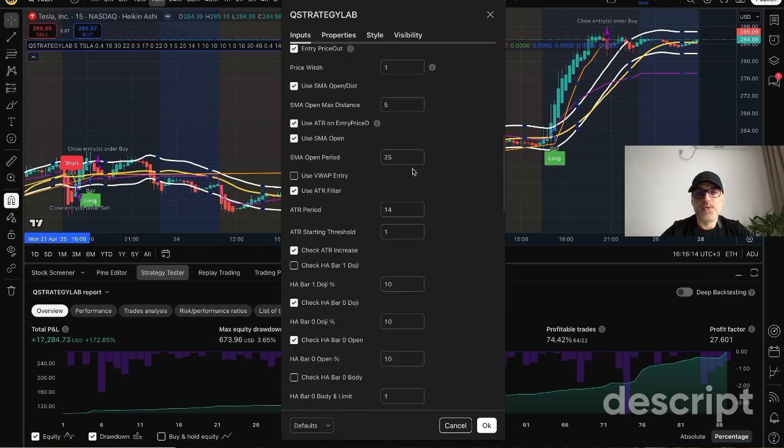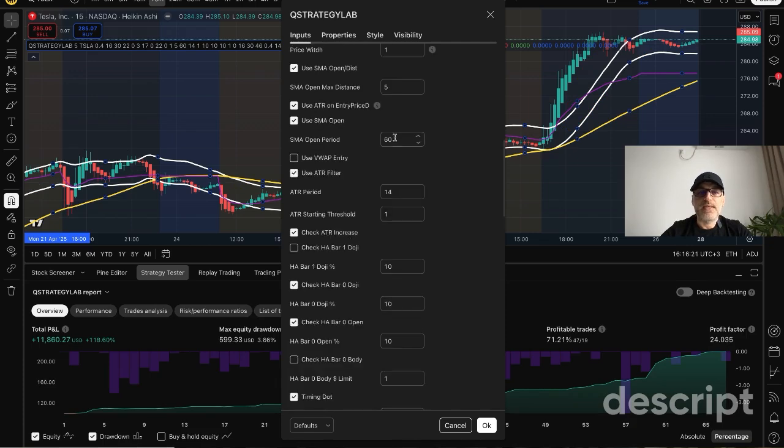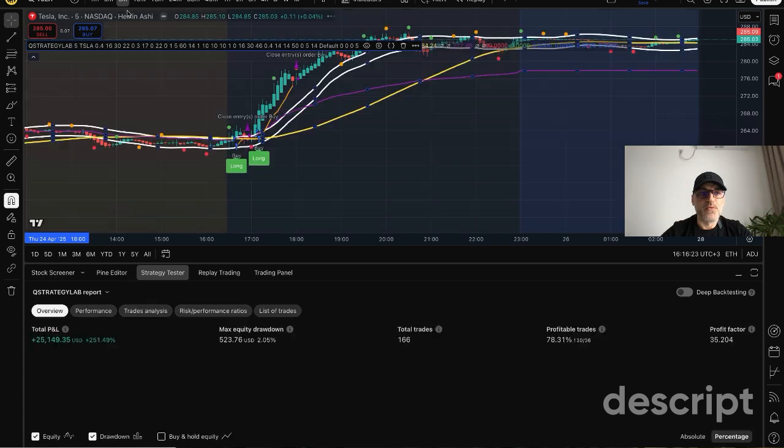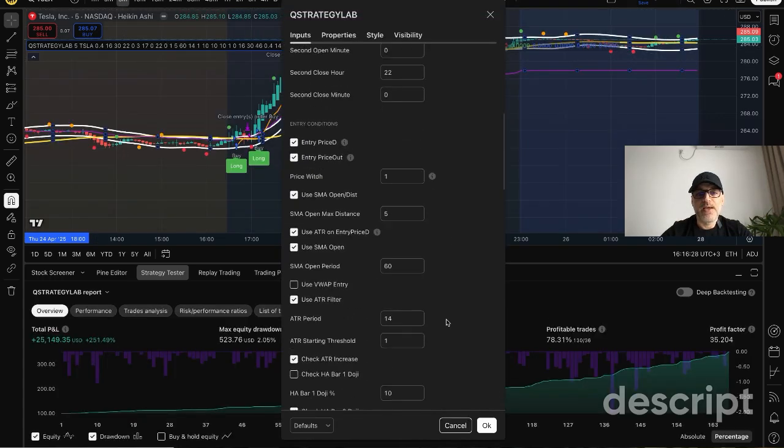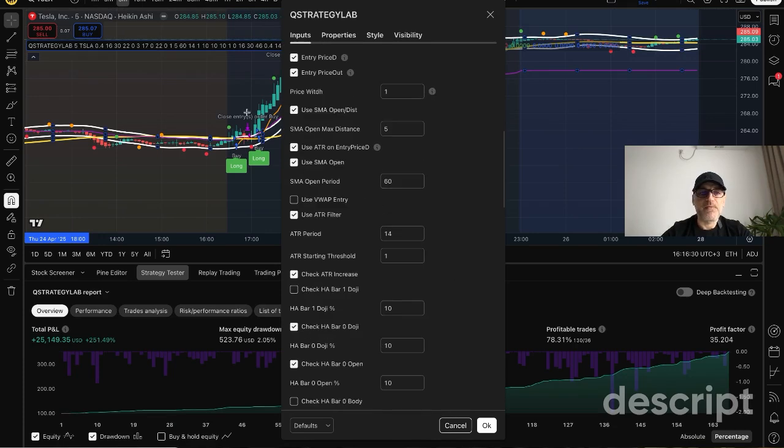Yes, we will use SMA. Let's put it 60 SMA on 5-minute chart. We will move to the 5-minute chart here. And as you can see, 60 SMA on 5-minute chart is basically 20 SMA on 15-minute chart. So if the price is above the 60 SMA, it will take a buy, and if below the 60 SMA, it will take a short.